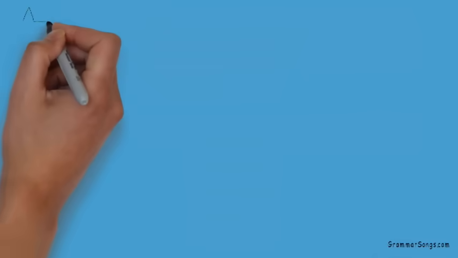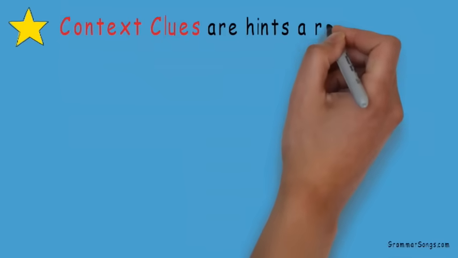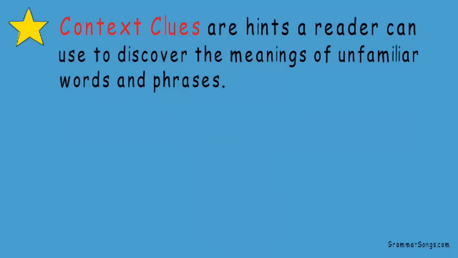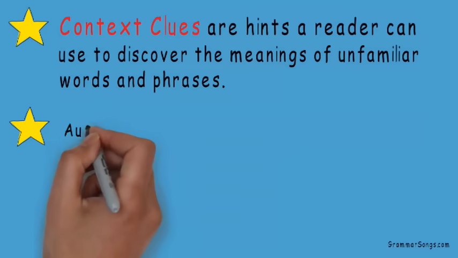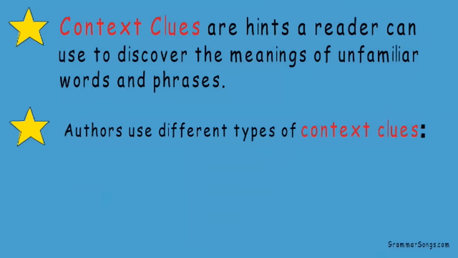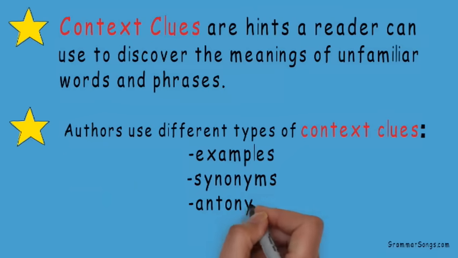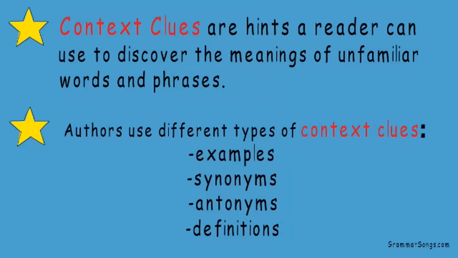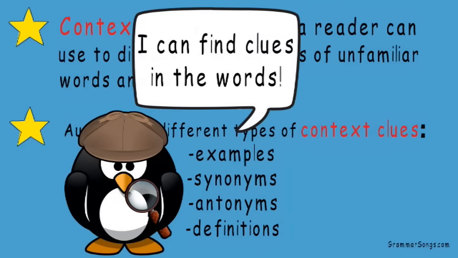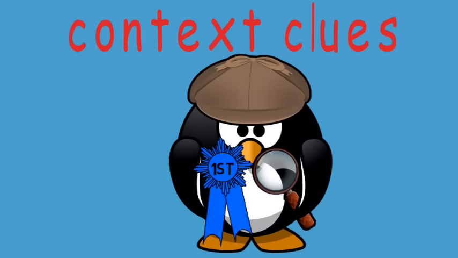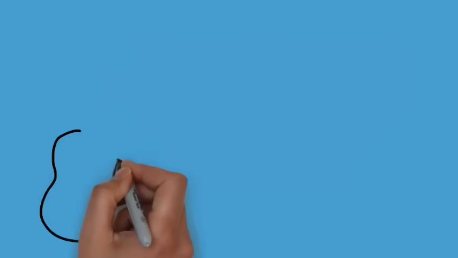Yes, it was. So remember, context clues are hints a reader can use to discover the meanings of unfamiliar words and phrases. And authors use different types of context clues, including examples, synonyms, antonyms, and even definitions. I can find clues in the words. Yes, you can. Congratulations, Detective Waddle. You are a first-place detective of context clues.